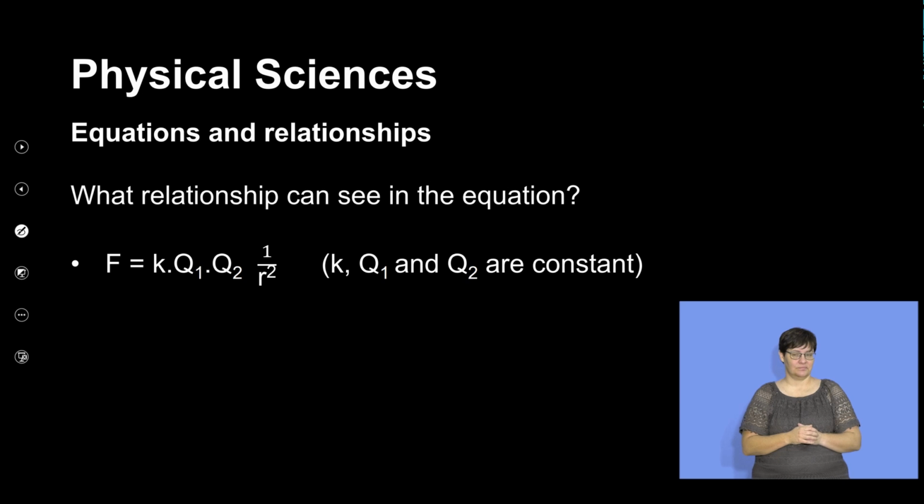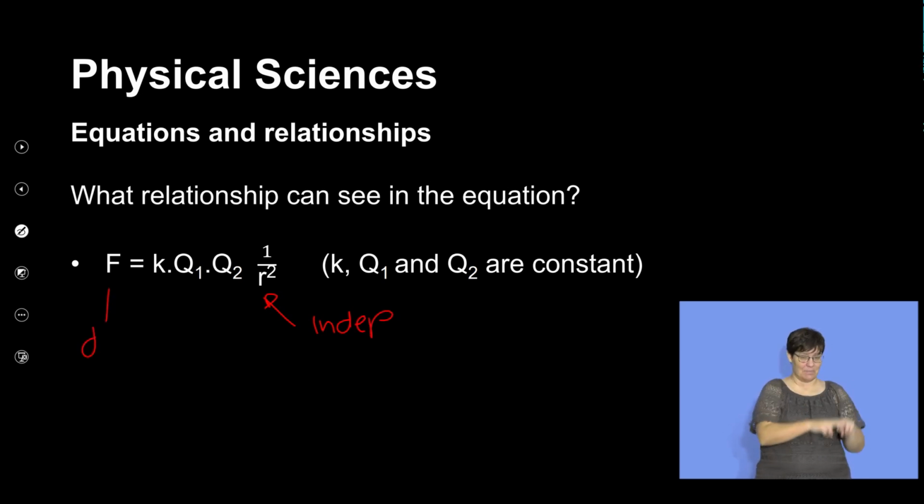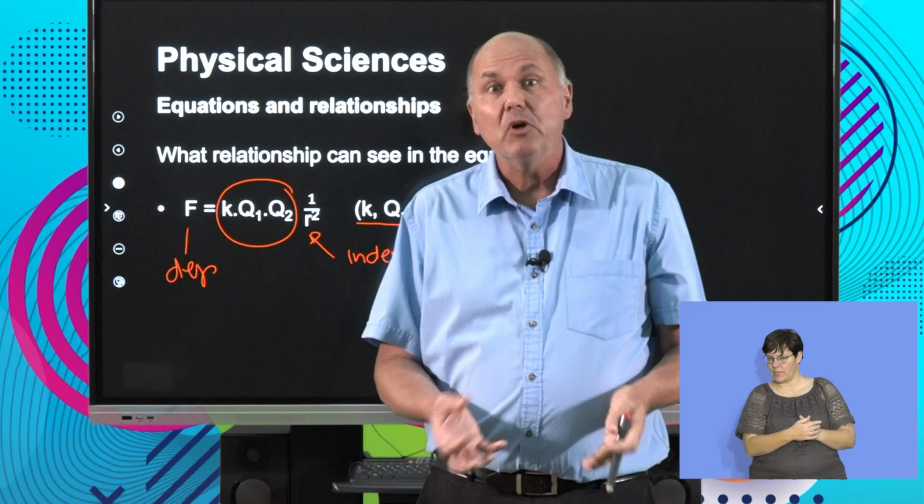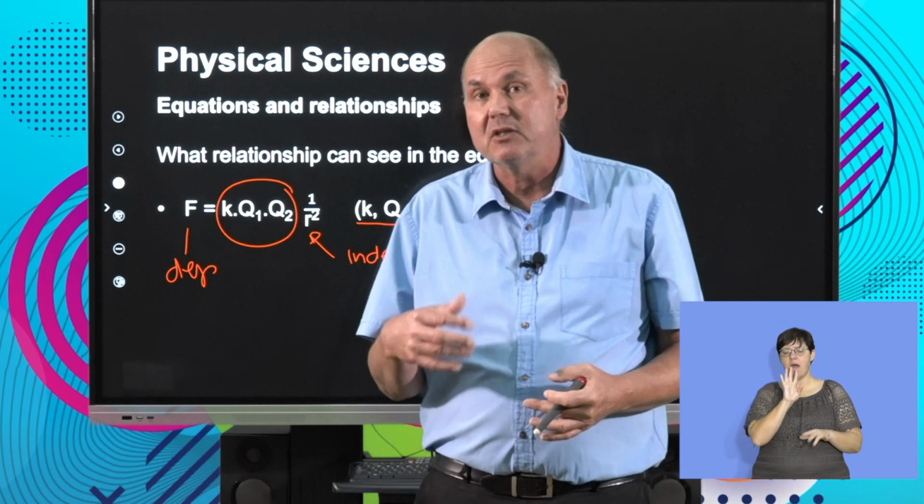Now, let's have a look and separate things out. If we were looking at a different relationship, let r be the independent variable. This is the dependent variable. Let's make that the constant. So K, Q1, Q2 are constant. What sort of graph do you think we will look at now? What sort of relationship can we start to see?